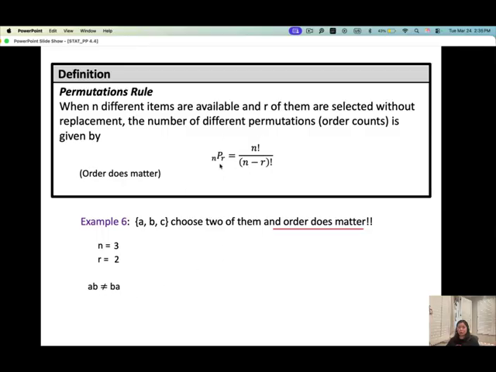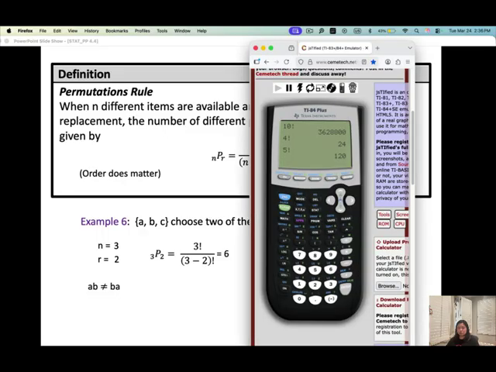Okay, so now plug into this formula, 3P2. You can calculate it. 3 factorial means 3 times 2 times 1, which is going to be 6 on the top. 3 minus 2 is going to be 1 factorial. So that will be equal to 6. Or you guys can use the calculator.